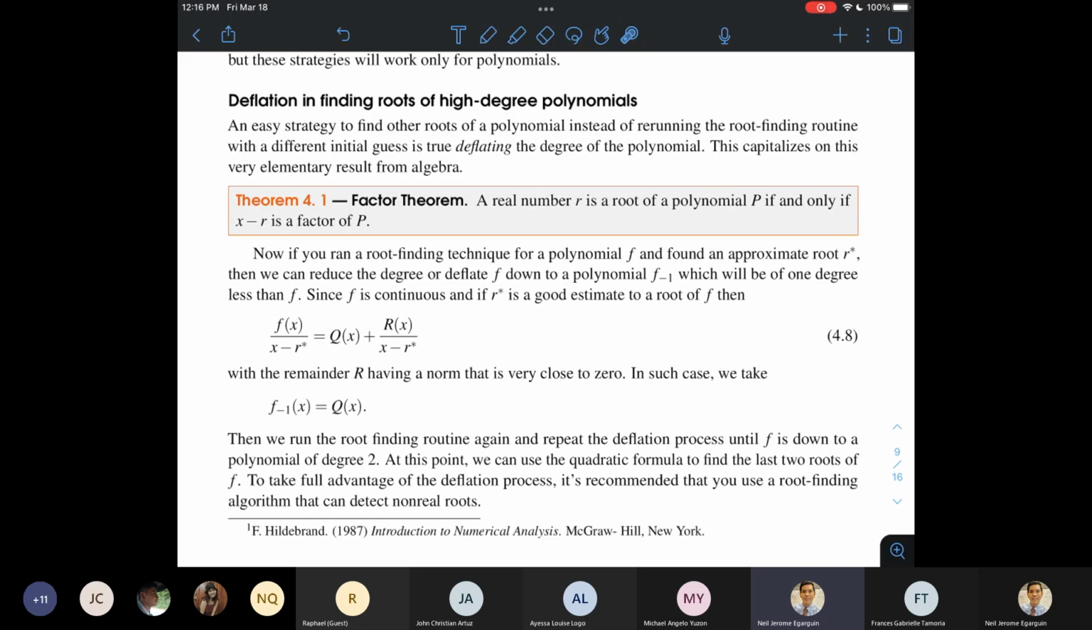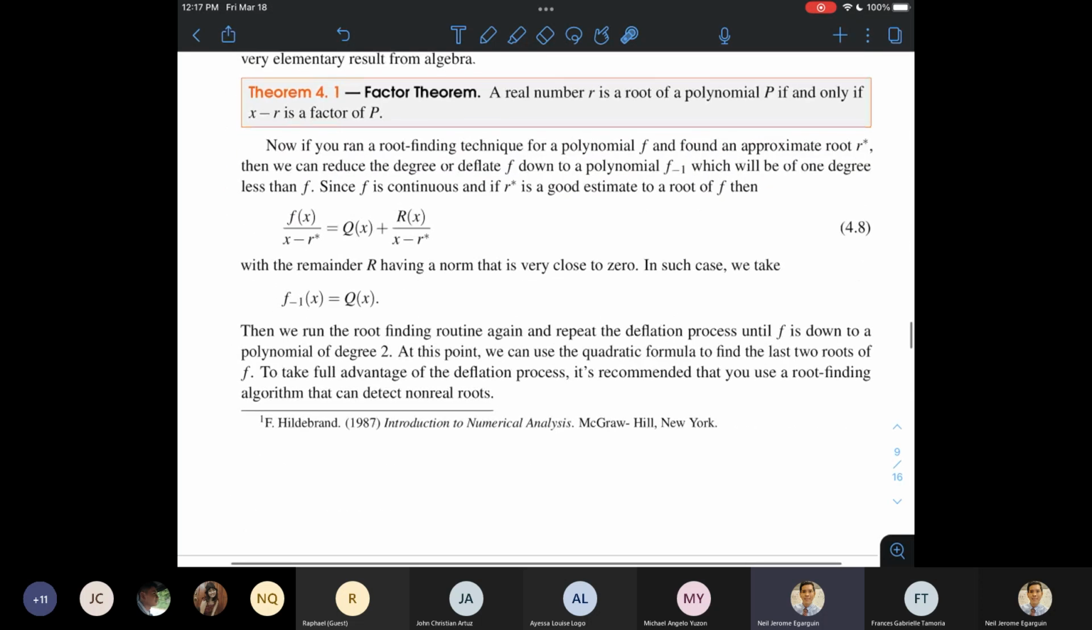Tapos, yung deflated polynomial na, sa kanya ko gagamitin si Mueller's method para makuha ko yung mga natitirang roots. Instead of magra-run lang ako ng Mueller over and over again to the same polynomial with different initial conditions. Okay? Now, paano natin magagamit yung factor theorem in deflation? Well, this is what the factor theorem says.